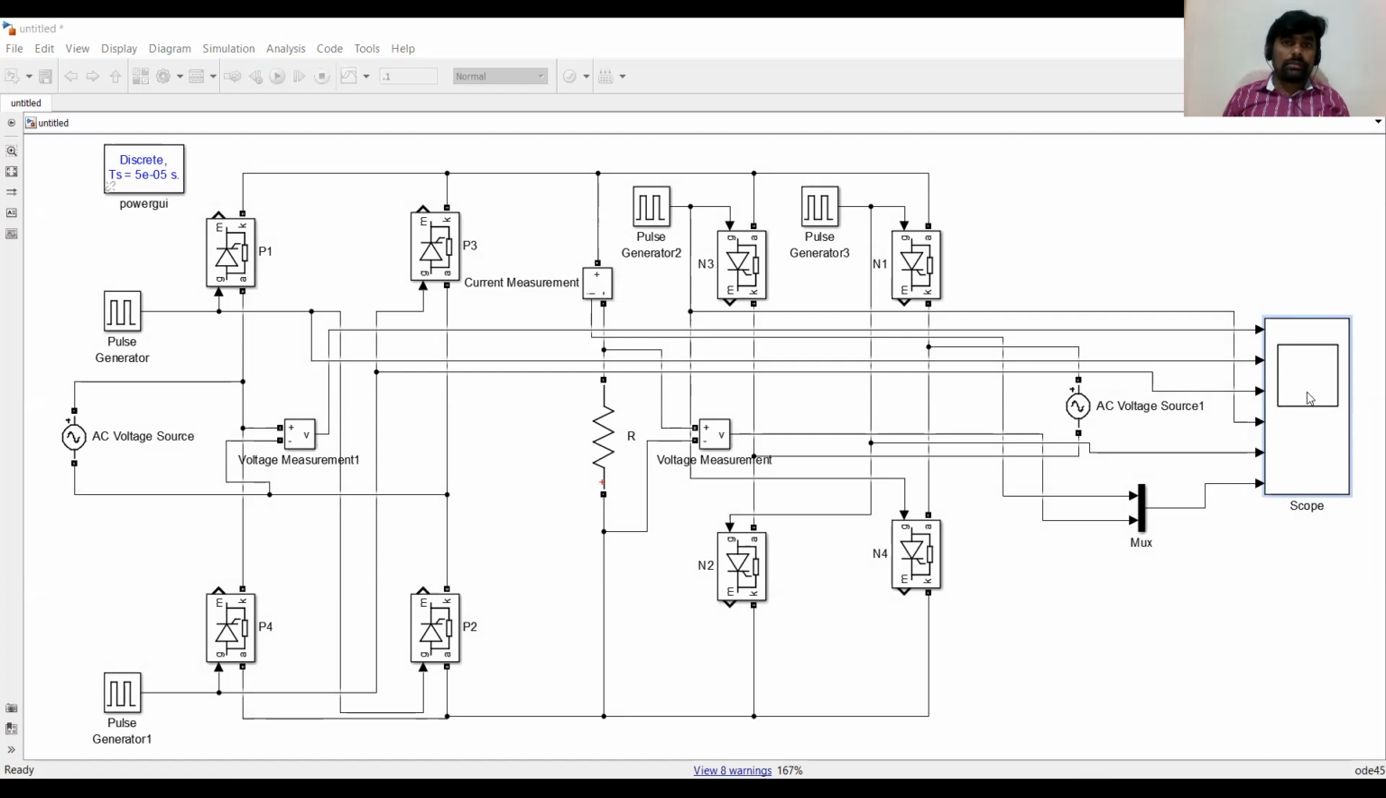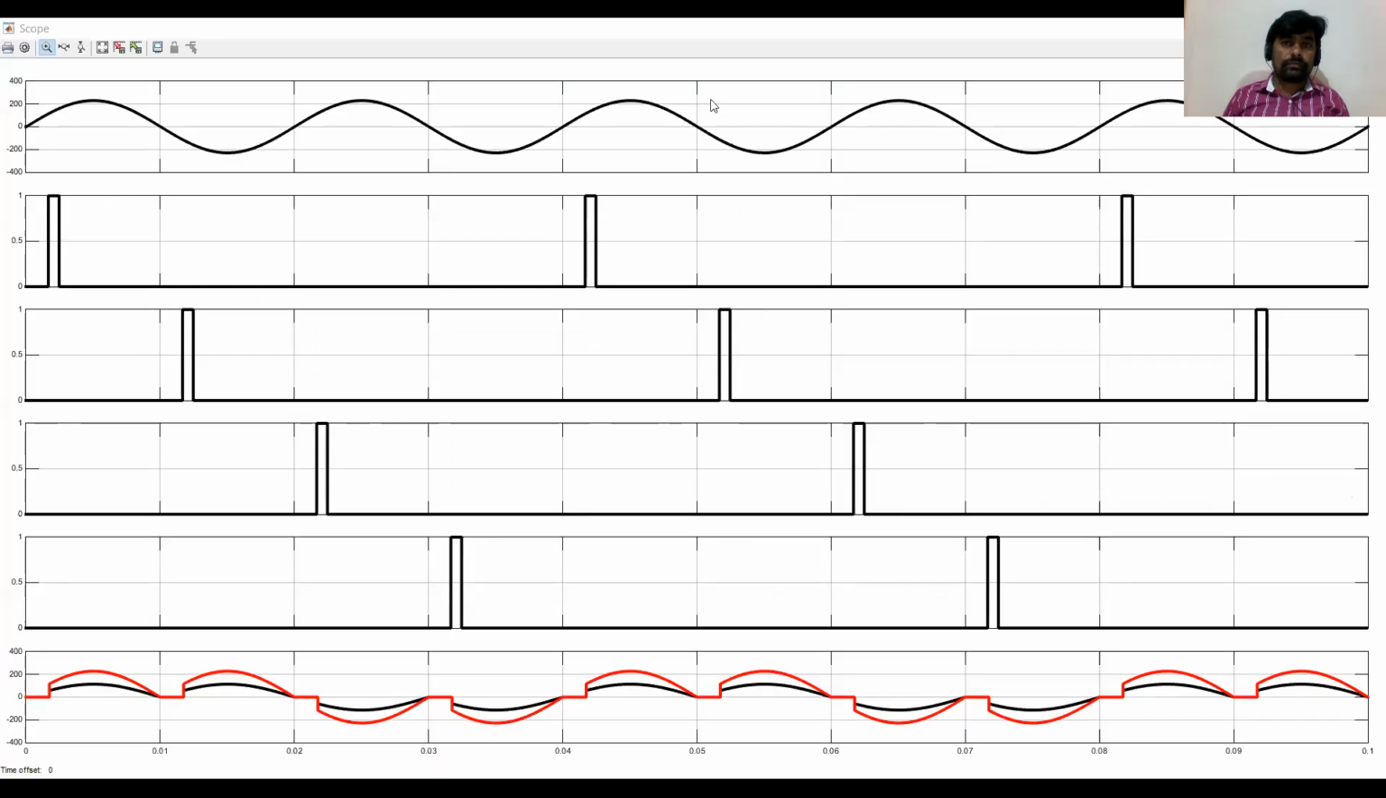Here you can see the simulation results at 30 degrees. At this particular point, P1, P2 are triggered. Here P3, P4 are triggered. Here N3, N4 are triggered. And finally N1, N2 are triggered.